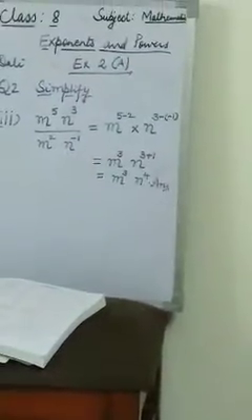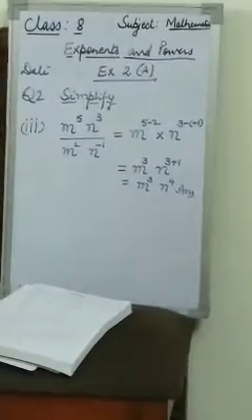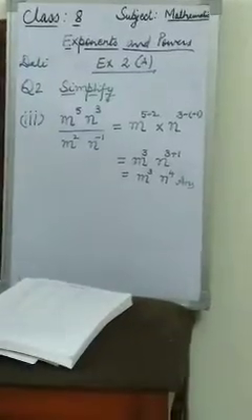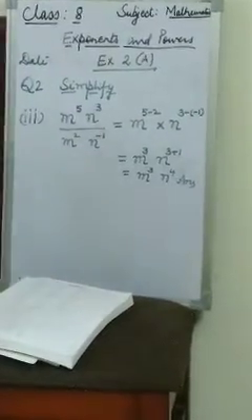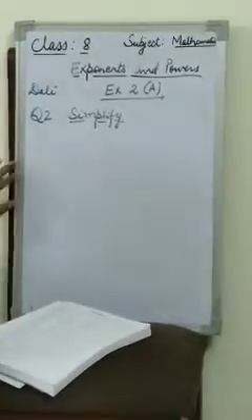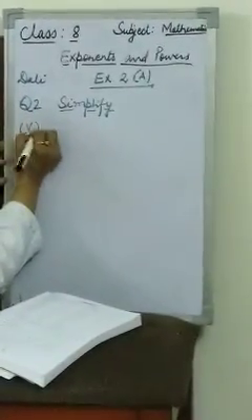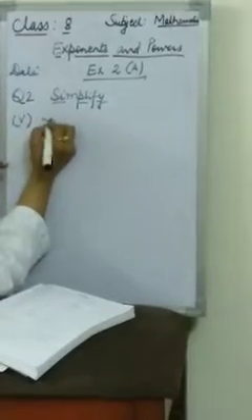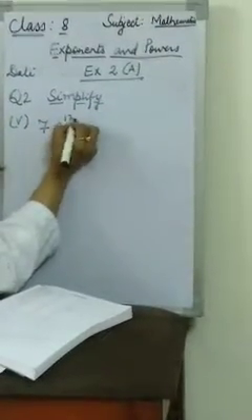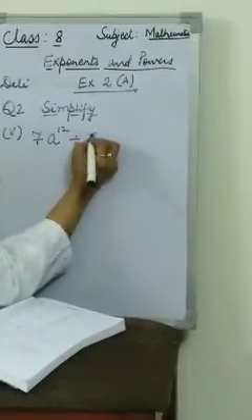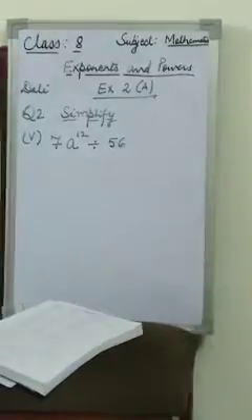I take one more bit of it, the fifth bit I take of it. What is mentioned in the fifth bit? Let's see. In the fifth bit it is written 7 a to the power 12 divided by 56 a to the power 15.